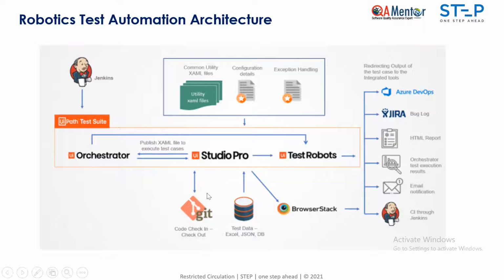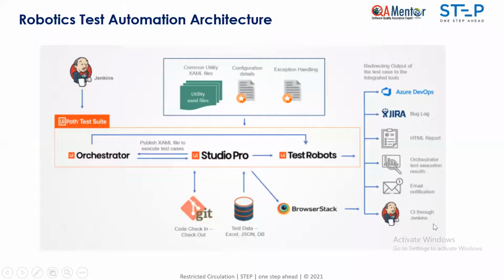This can be connected to Git. We are using GitHub for our clients. We are using Excel and JSON databases, so whatever you want to use as a data set, you can use. Then you can use BrowserStack for multiple browser testing by using UiPath. We can connect any type of test management tool, so we can connect Jira.